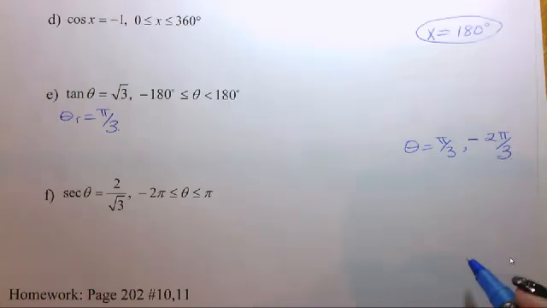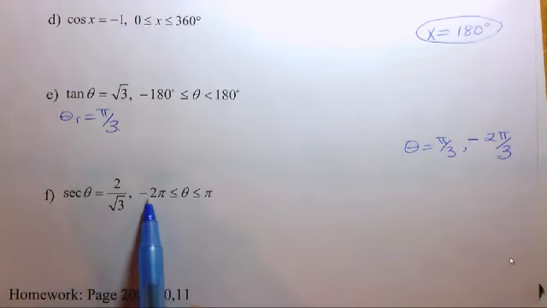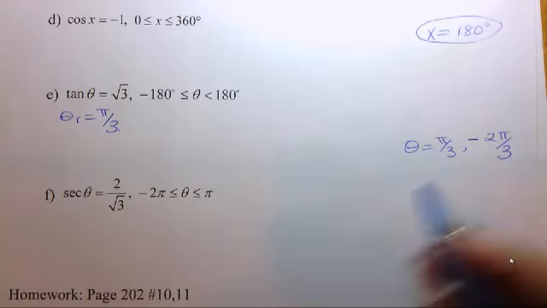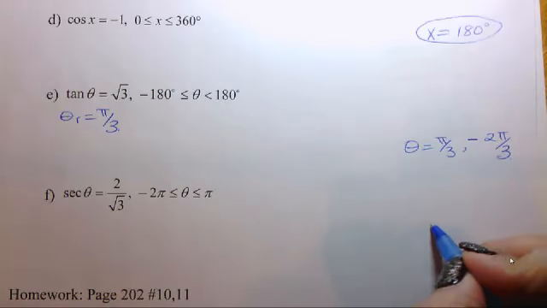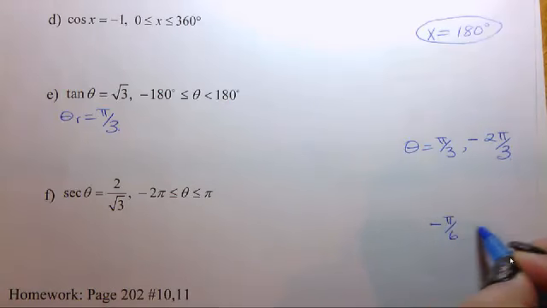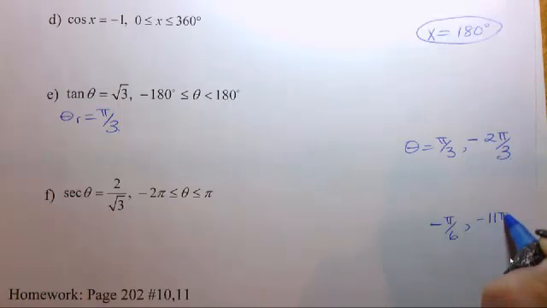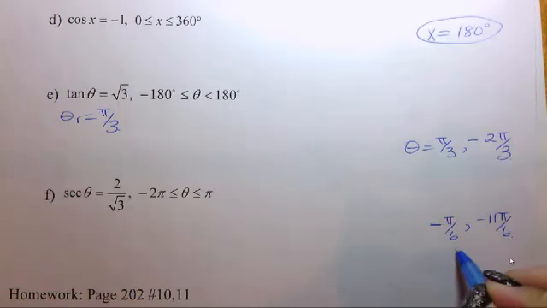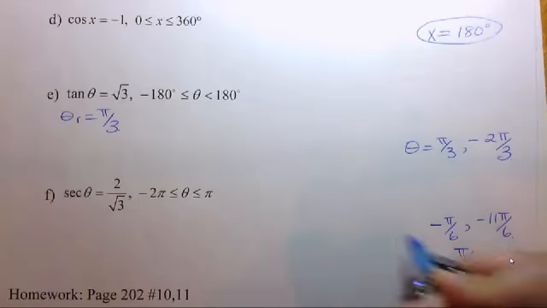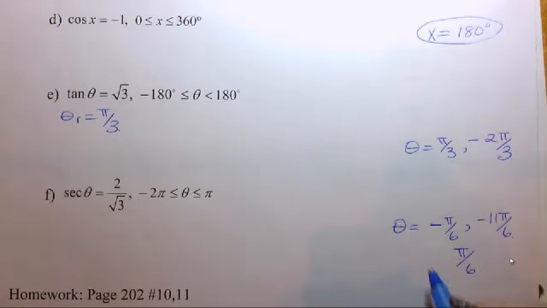Okay. Now, for the last one, the answer is in the domain that I'm stating. So we have here negative 2 pi all the way to pi. So I can have negative pi by 6, negative 11 pi by 6, and pi by 6. Okay, so those are all your possibilities for theta.